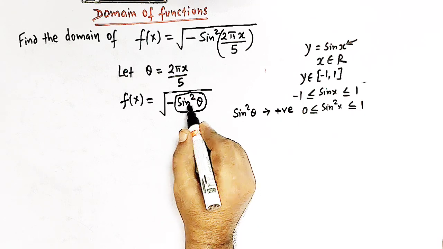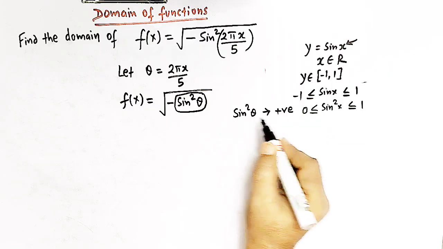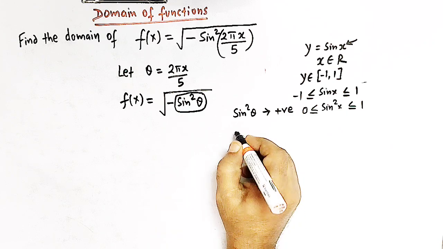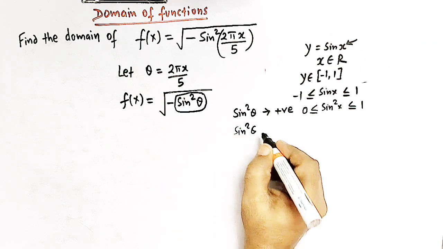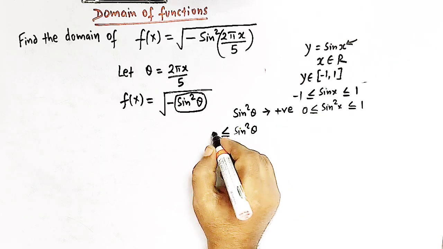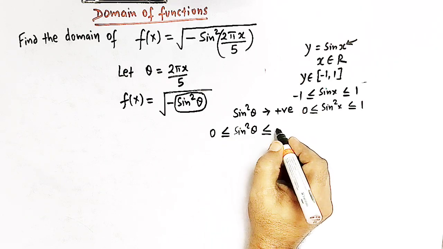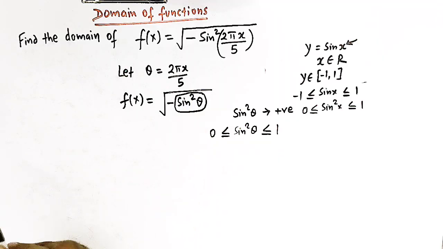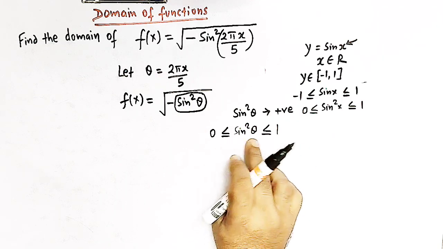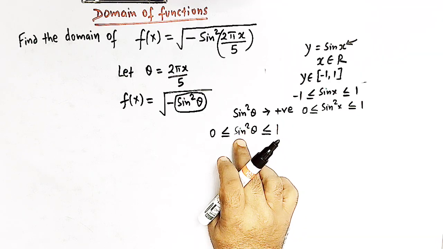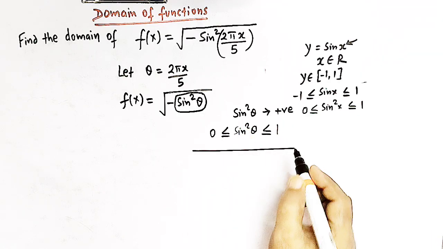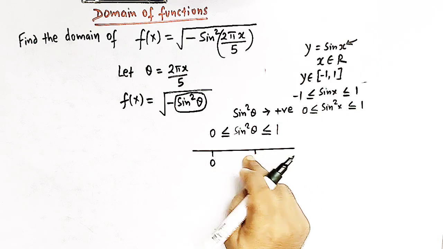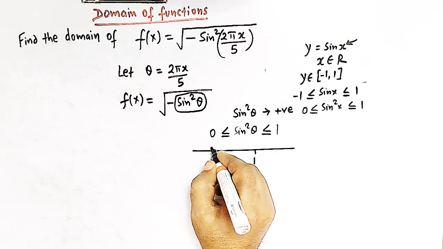So here we have sine square theta, and sine square theta is positive. From this inequality we can conclude that sine square theta must be greater than or equal to 0 but less than or equal to 1, where theta is given by 2 pi x over 5, right? Okay, so now see this inequality. Here sine square theta takes all the values from 0 to 1, including 0 and 1, right?